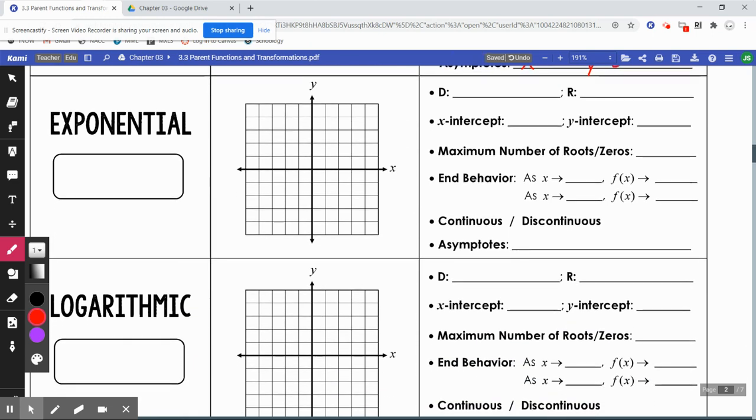Next up, your exponential parent function. The most basic is going to be f of x equals 2 to the x. Now this is a little bit different because of that 2.